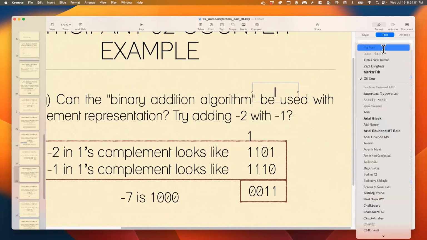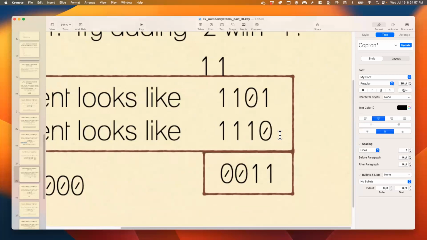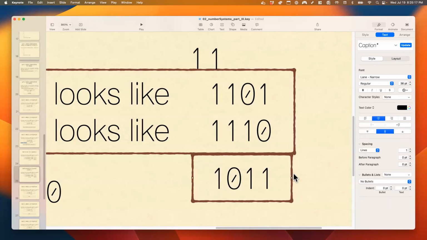I need to fix that every time I copy paste, the font changes. Okay, so 1 plus 1, you see my pointer here. 1 plus 1 is going to give me 0, this 0. And there's a 1 that goes here, this 1. And then 1 plus 1 plus 1, that's going to be 1. And then, of course, let me move this a little bit to the left. And then there's going to be 1 here.